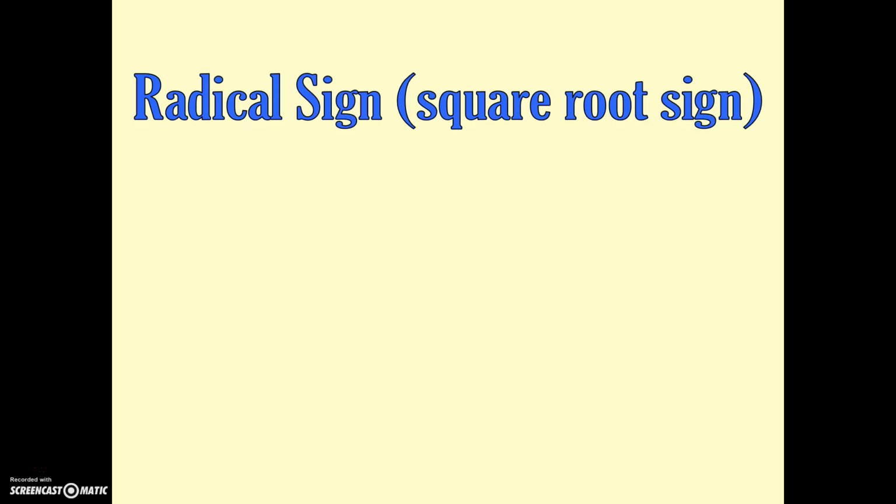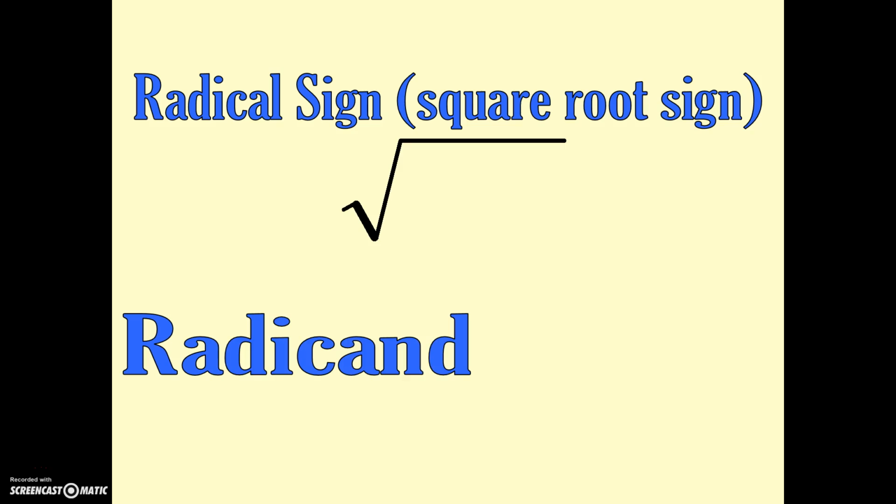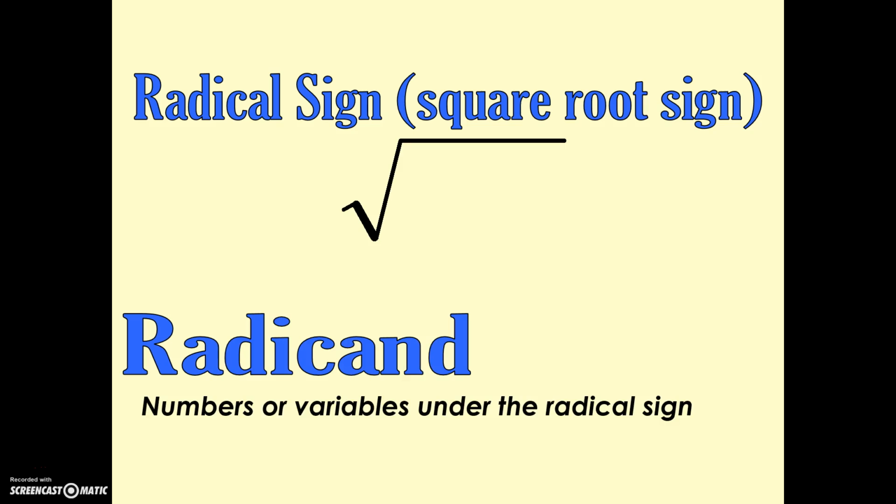A radical sign is a square root sign, and it looks like this. A radicand is the number or variables under the radical sign. So we will try to use the proper terminology as we talk about radicals and the things under it, which are the radicand.